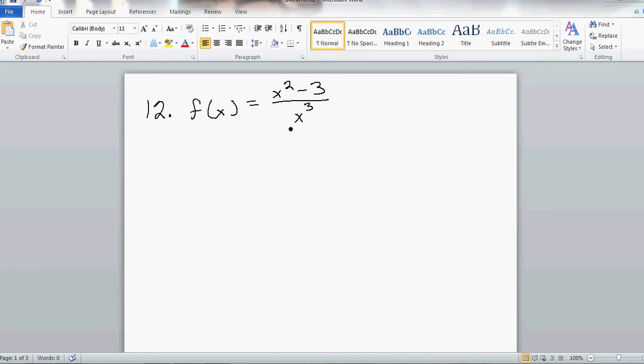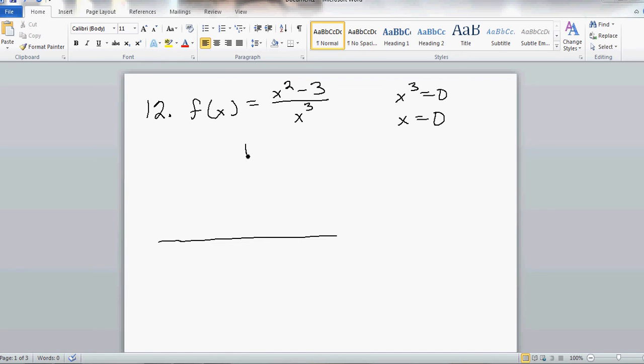And the first thing we need to realize is that the vertical asymptote will occur when this is equal to 0. So we get x cubed equal to 0, so that means x equals 0 is the vertical asymptote. While we're on the subject of asymptotes, let's go ahead and find the horizontal asymptote.